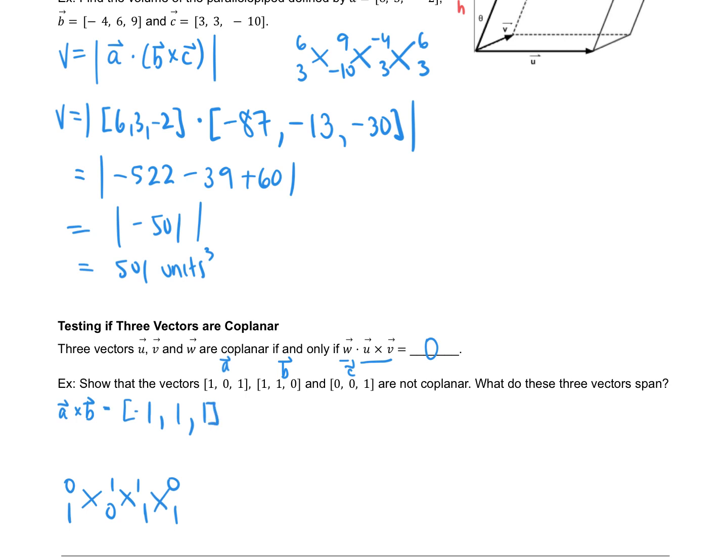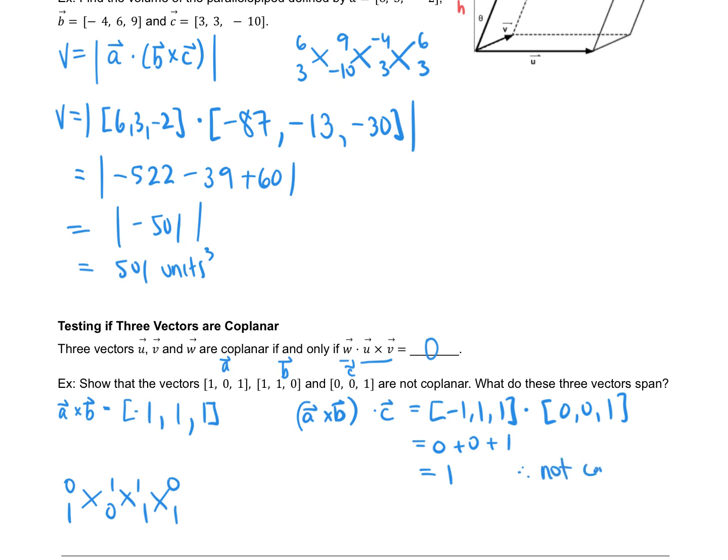So that cross product, we're going to take the dot product between that and vector C. So that's going to be negative 1, 1, 1, dot 0, 0, 1. And we'll get 0 plus 0 plus 1, which is 1. The fact that we got 1 and not 0 means that these are not coplanar. If they had been coplanar, we would have gotten 0. So if they're not coplanar, that means these three vectors actually span R3.